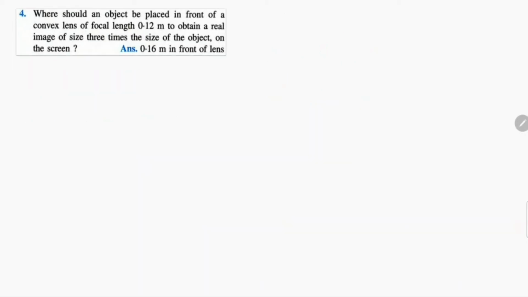Fourth question. Convex lens, focal length is given to you. Real image, size 3 times the size of the object. Size of object, I'm assuming it as X. So image will be minus 3X. Inverted, downwards. Remember that.